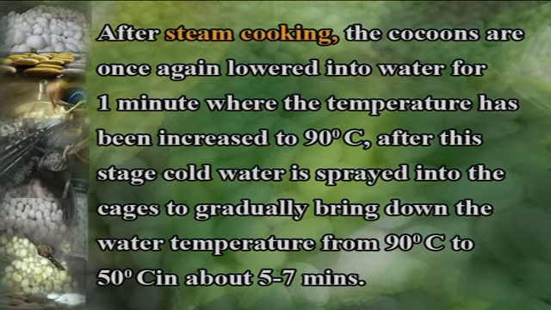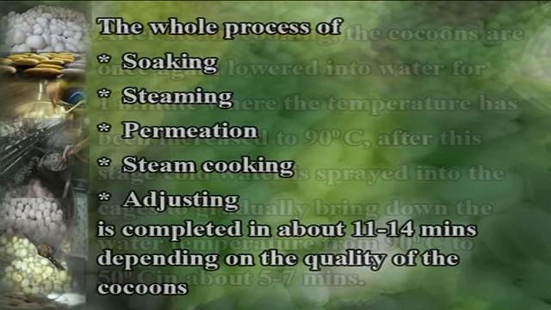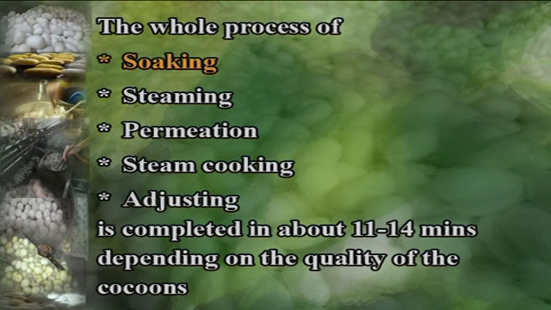After steam cooking, the cocoons are again lowered into water for 1 minute where the temperature has been increased to 90 degrees centigrade. After this stage, cold water is sprayed into the cages to gradually bring down the water temperature from 90 degrees to 50 degrees centigrade in about 5 to 7 minutes. The whole process of soaking, steaming, permeation, steam cooking and adjusting is completed in about 11 to 14 minutes depending on the quality of the cocoons.